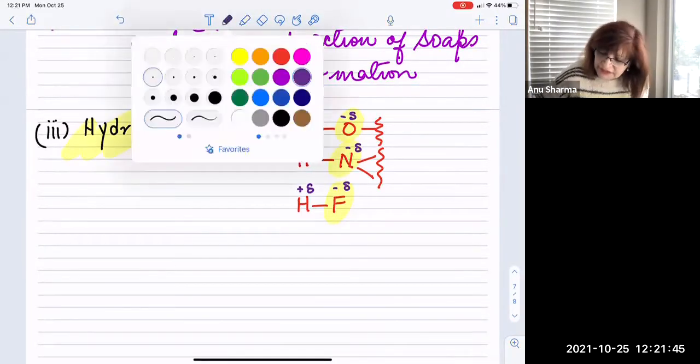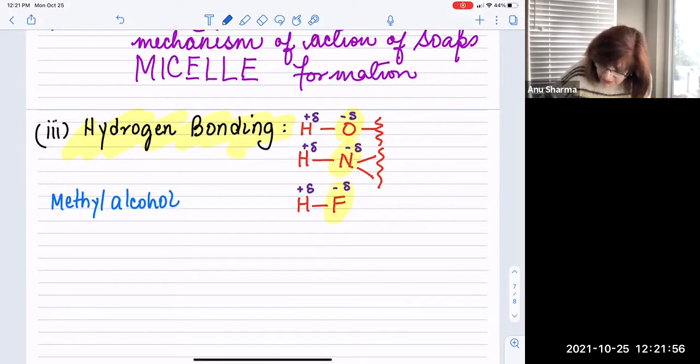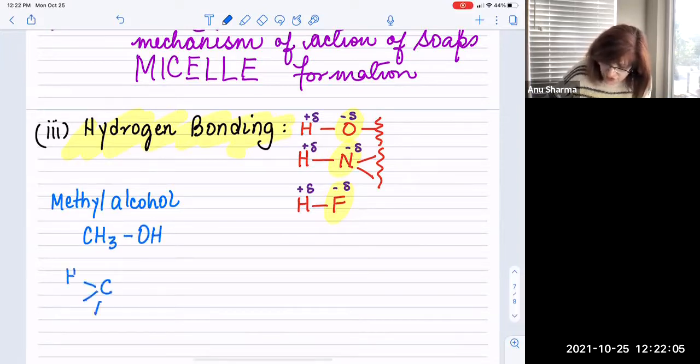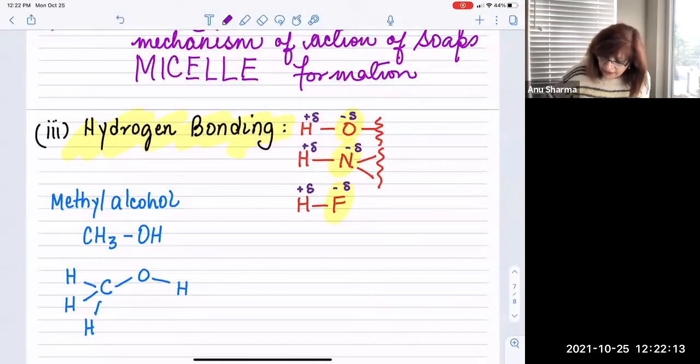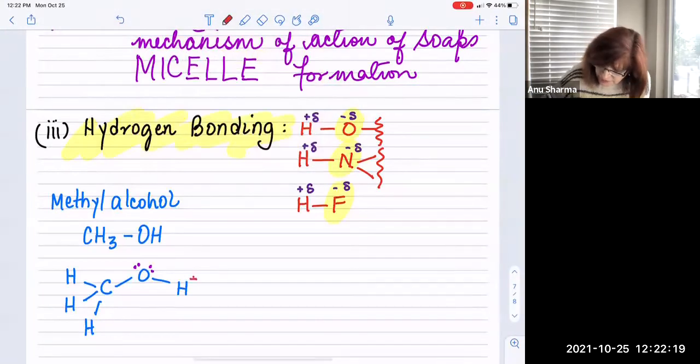Okay. So here we see, for example, methanol or methyl alcohol, CH3OH. So how does this look? C, H, H, and H. And here you have O and H. So here is this oxygen and hydrogen, and now we have hydrogen with a positive charge, oxygen with a negative charge.